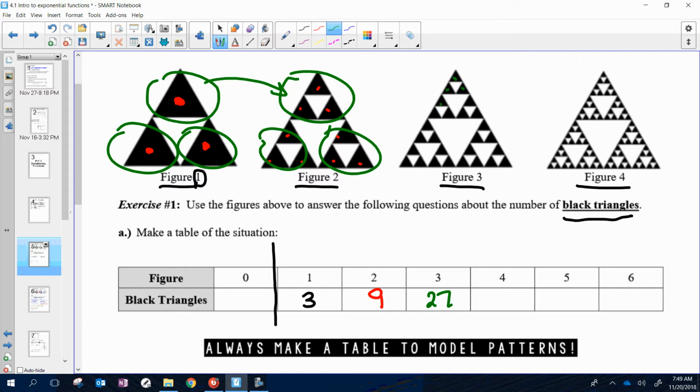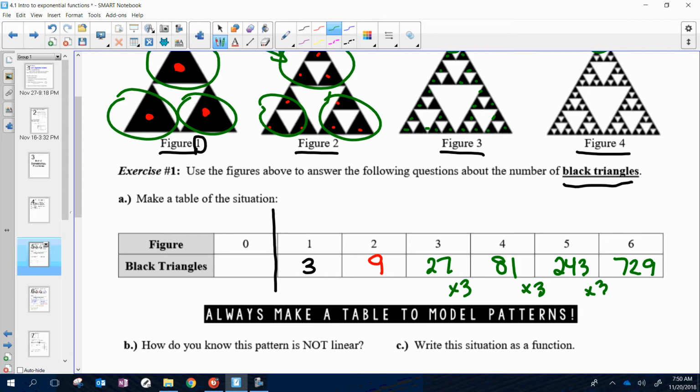1, 2, 3, 4, 5, 6, 7, 8, 9, 10, 11, 12, 13, 14, 15, 16, 17, 18, 19, 20, 21, 22, 23, 24, 25, 26. Yep, 27. So each of these black triangles is now going to be 3 more. So I'm thinking we multiply by 3 again, and we get 81. And then multiply by 3 again, 243. Multiply by 3 again, 729 black triangles.